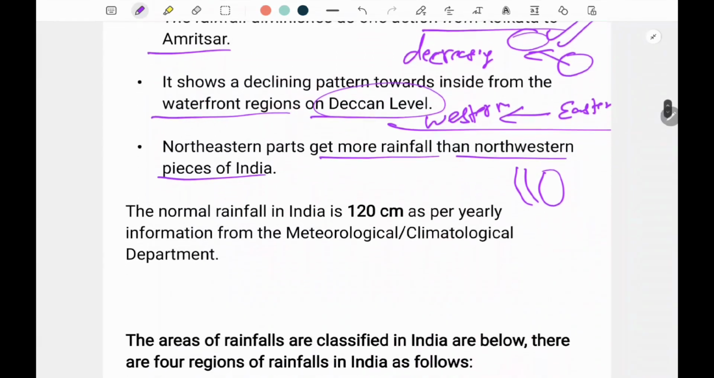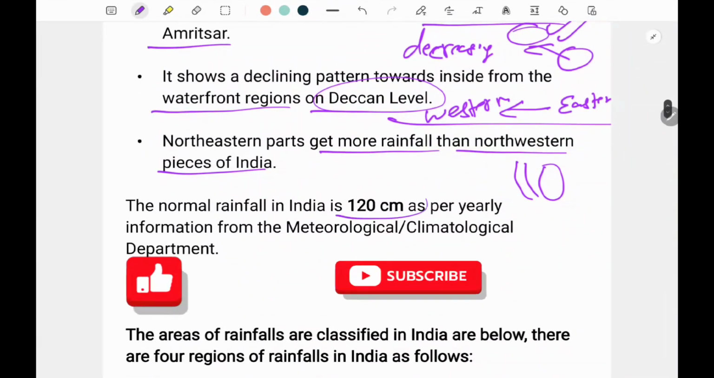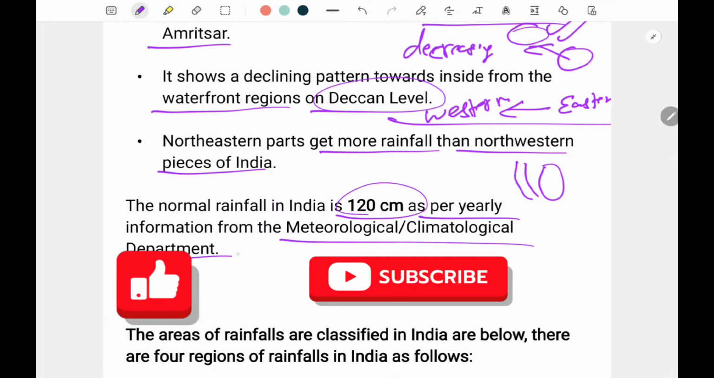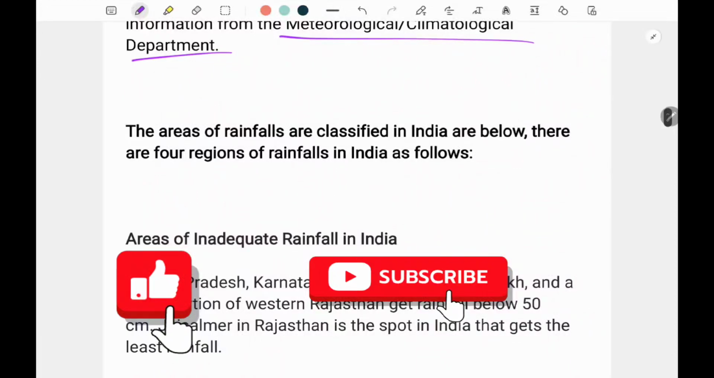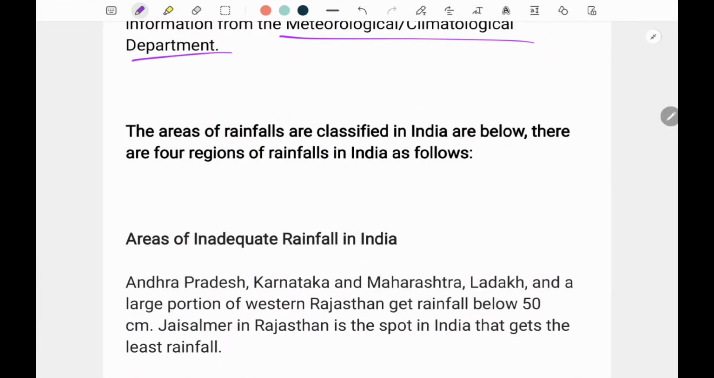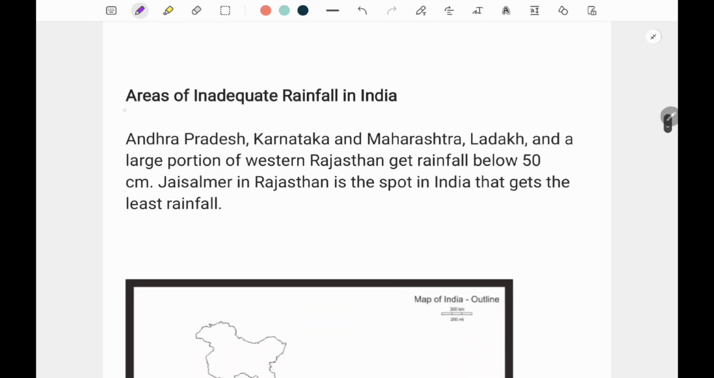The normal rainfall in India is 120 centimeter per year. Information taken from the meteorological department. The areas of rainfall are classified below. So there are 4 regions in India, based on how they receive the rainfall. Number 1 is the area of inadequate rainfall. So Andhra, Karnataka, Maharashtra, Ladakh.